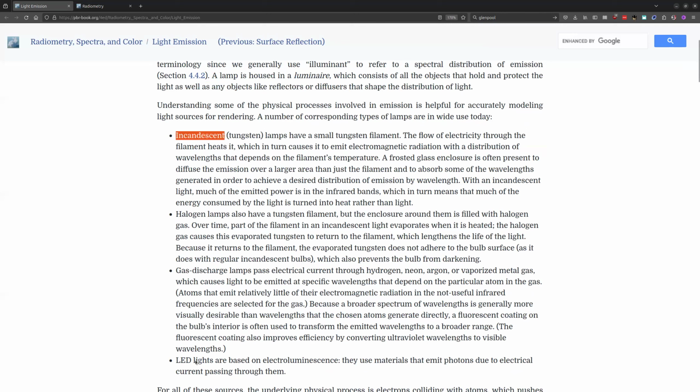Four different types of lights. We've got incandescent, halogen lamps, gas discharge lamps, and LED lights. Incandescent heats something up to be really hot and then emits light because it's just really hot, and also emits a lot of heat. That's why it's bad for energy efficiency, but it's good for other things like broad spectrum emission. Halogen, halogen gas.